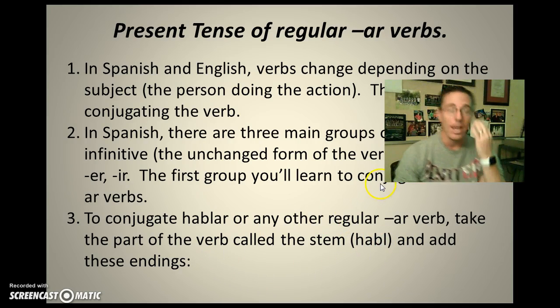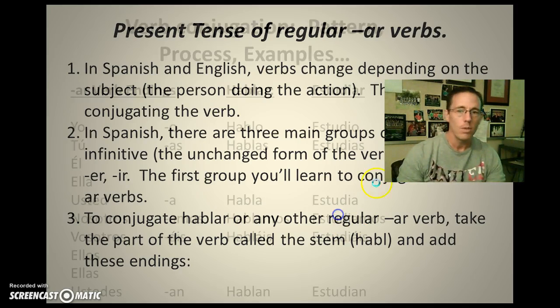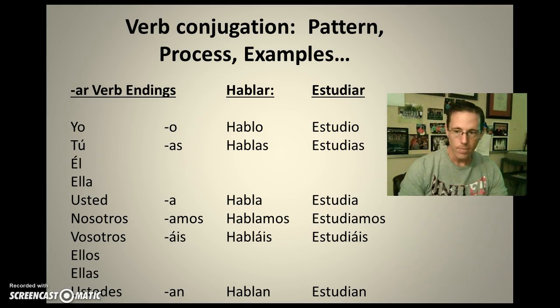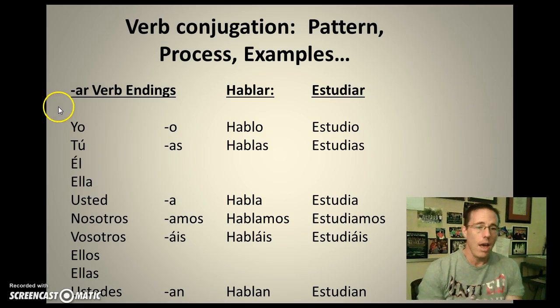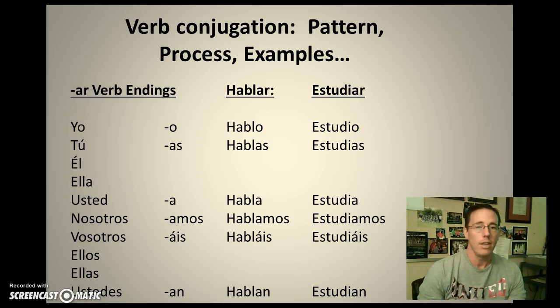So this is a lot like the verb ser from last week, but now we're learning something that's going to be more universally applicable to a whole bunch of different verbs. Here's what it might look like. This should look normal to you over here. These are the subject pronouns yo, tú, él, ella, usted, nosotros, vosotros, ellos, ellas, y ustedes. Important to have this both memorized, both in order and also their definitions.